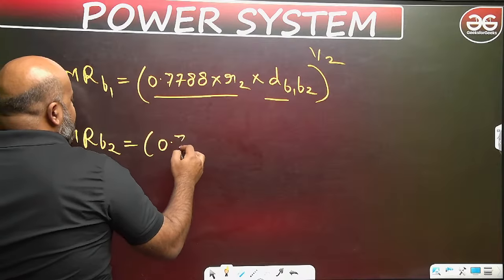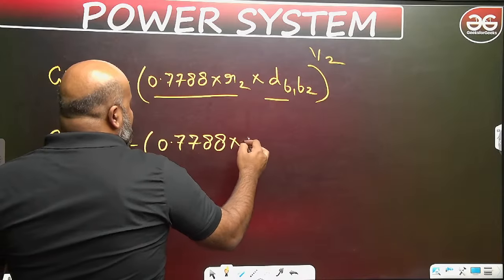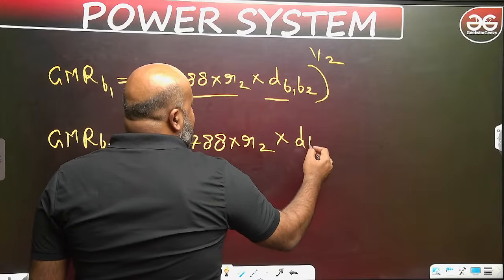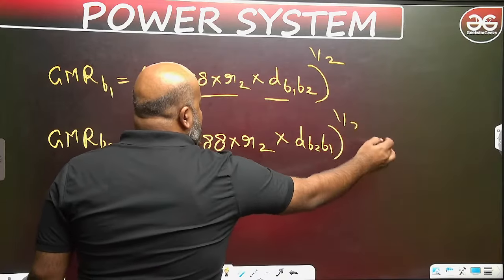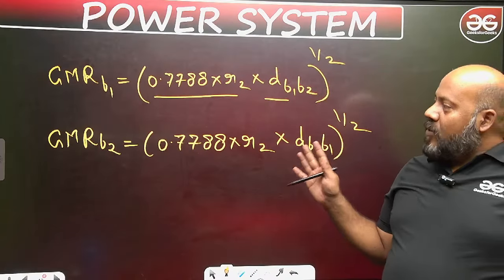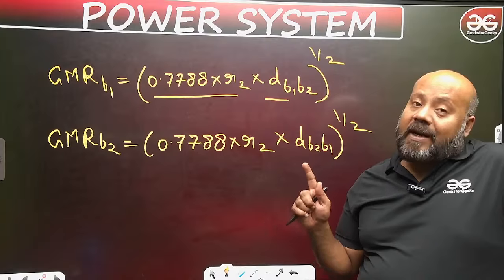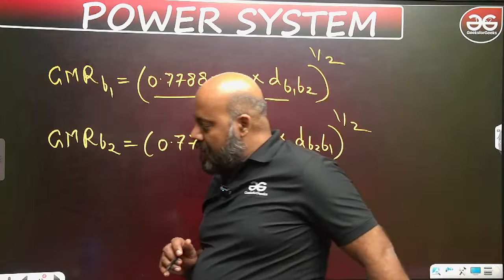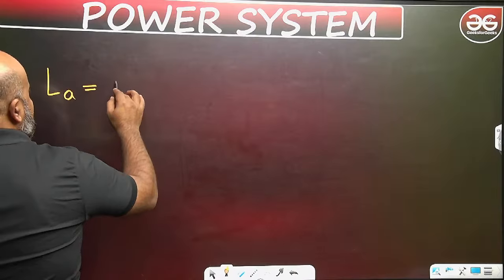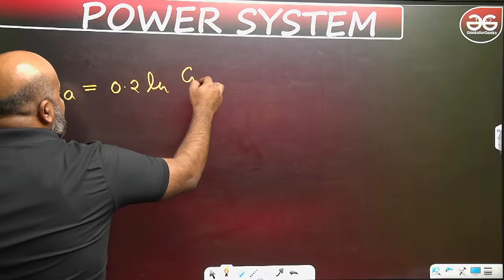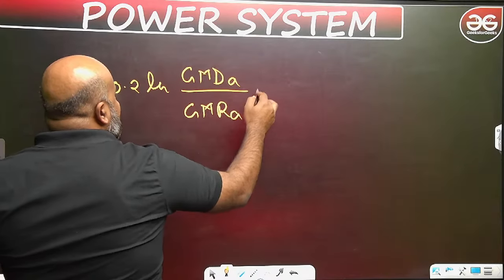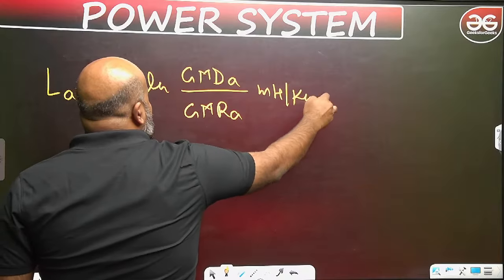How am I writing GMR for B2? It is 0.7788 R2, that is the effective radius of B2, and the distance between B2 and B1. What is the effective root? 1 by 2. So you can now easily calculate GMD and GMR separately for A and B group of conductors. If you can calculate this, can you calculate the inductance of A? Yes, it is 0.2 ln GMD A upon GMR A millihenry per kilometer.